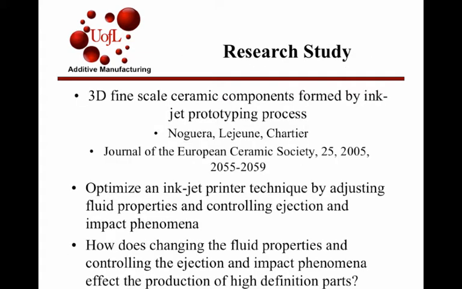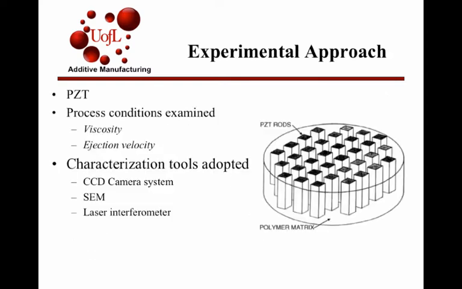The paper was called 3D Fine-Scale Ceramic Components Formed by Inkjet Prototyping Process. It was done in 2005 in the Journal of European Ceramic Society, completed in France. And the main scope was to look at how adjusting the fluid properties and controlling the ejection and impact phenomena changed the outcome of printing, and if they could create high definition parts. So here's the matrix of what they created.